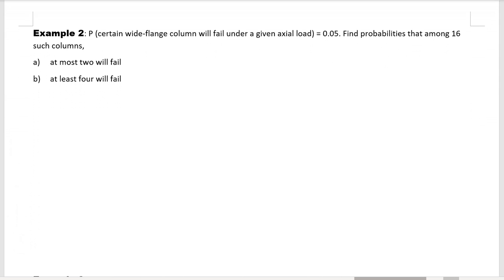Example 2. The probability that a certain wide flange column will fail under a given axial load is 0.05. Find the probability that among 16 such columns, at most 2 will fail. Part B, at least 4 will fail. Okay, let's see. Here, p is 0.05. What is 16? 16 is the N. Okay, part A: at most 2 will fail, which means less than or equal to 2.